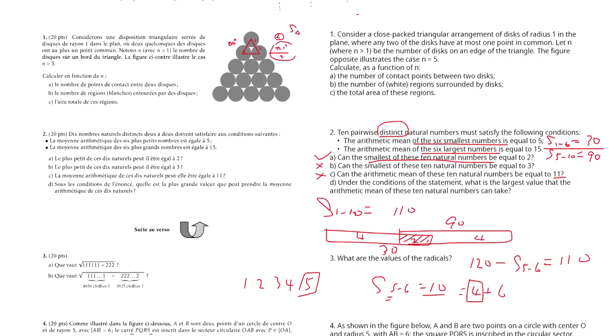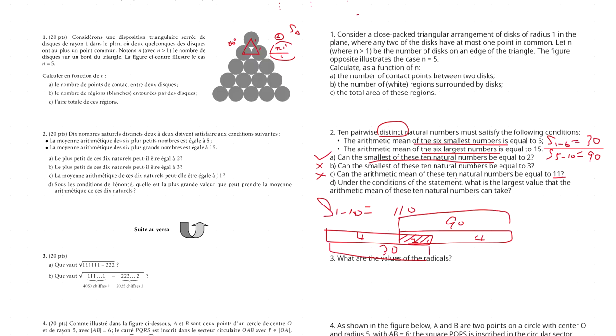D is asking, under the 2 conditions, what is the largest value that the mean can take? So I'm going to make some room. And the 2 conditions are that the sum of the first 6 numbers is 30, and the sum of the last 6 numbers is 90.